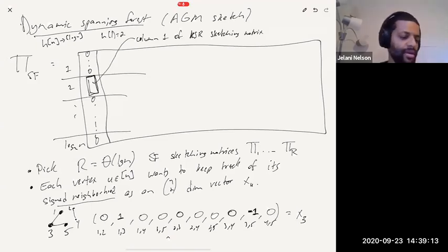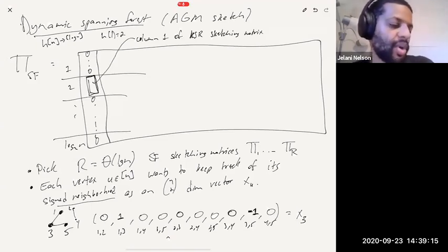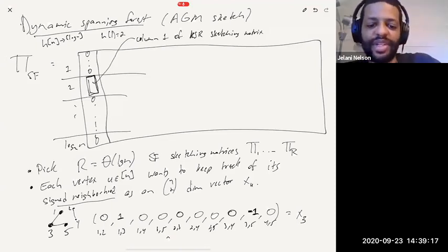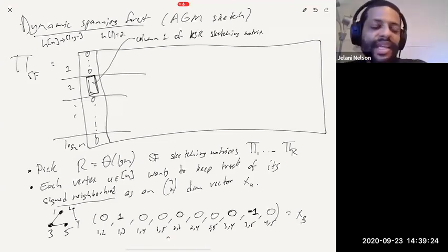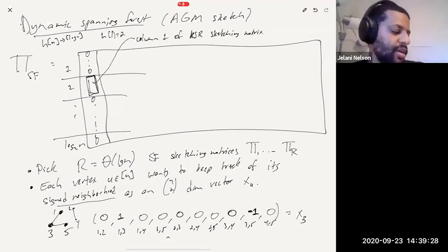Okay. So this is what I'm calling a definition by example. This is what I'm calling the sign neighborhood vector. It's basically an indicator vector. It's an n choose 2 dimensional vector that tells you which vertices are adjacent to you, to 3 in this case.